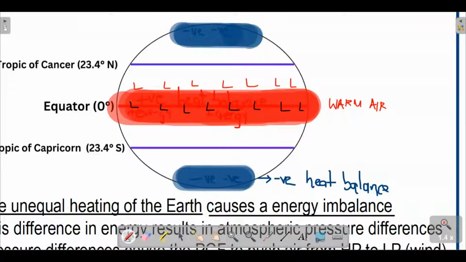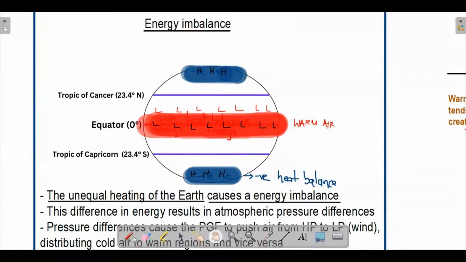And at the poles, there's cold air, right? Cold air tends to sink down. It tends to apply a lot of force on the ground. And so on the ground here, we create an area of high pressure, right? So there's an area of high pressure at the poles, an area of low pressure at the equator. And then what's the next thing that's going to happen? A pressure gradient is created. And now air will move from an area of what? An area of high pressure to an area of low pressure. So the cool air from the poles will move towards the equator, okay?